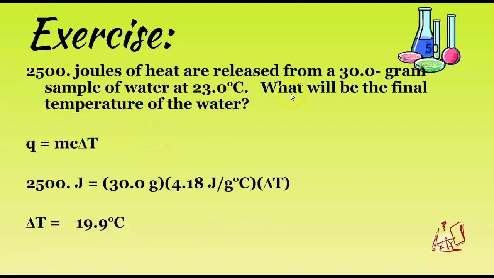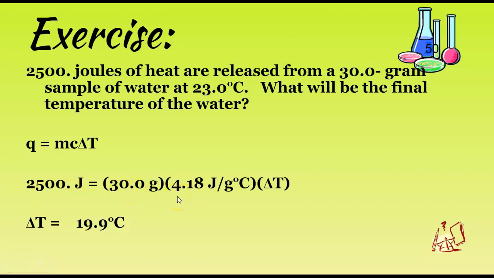2,500 joules of heat are released, given off. When I give off, I've got an exothermic thing going on from a 30-gram sample of water. Ooh, there's that water at 23 degrees Celsius. Okay. What will be the final temperature of the water? So this one is a little bit tricky. All right, it gives you all this information. It gives me 2,500 joules, giving me 30 grams.